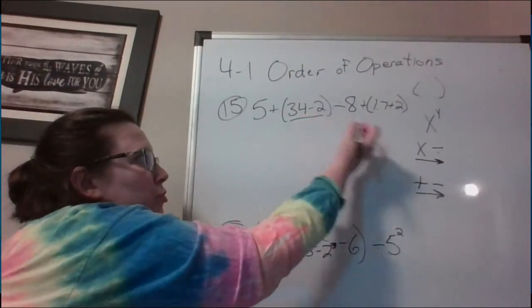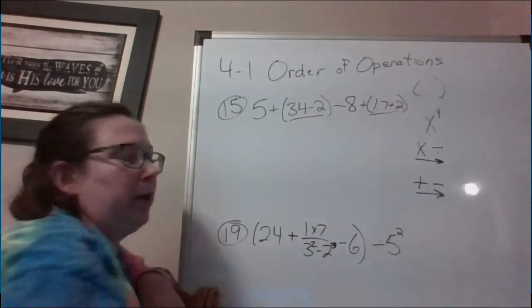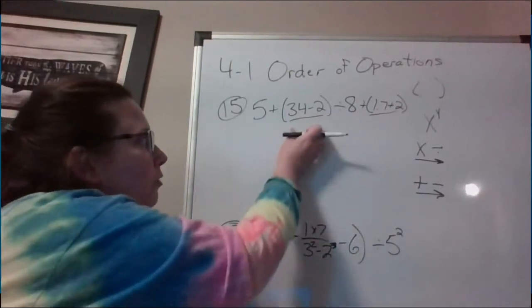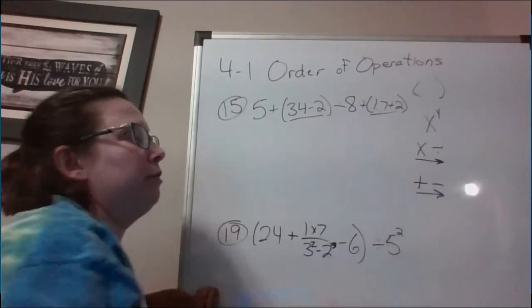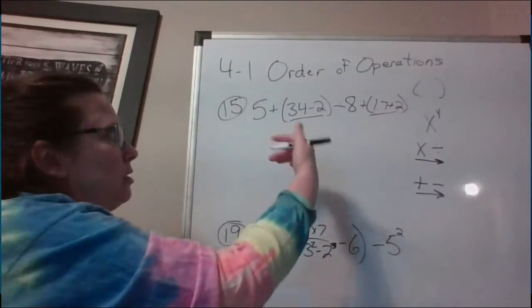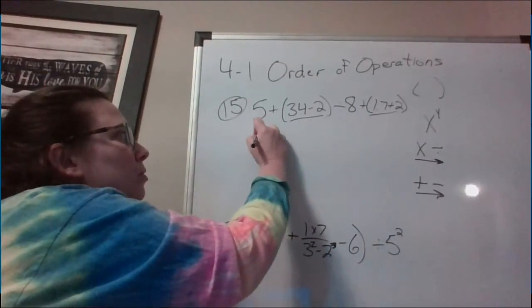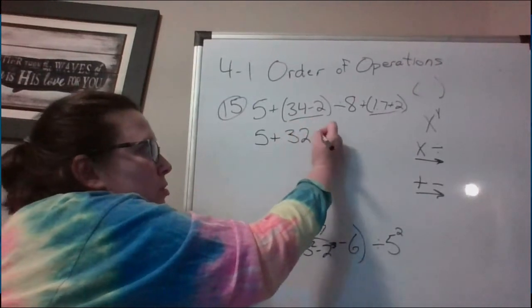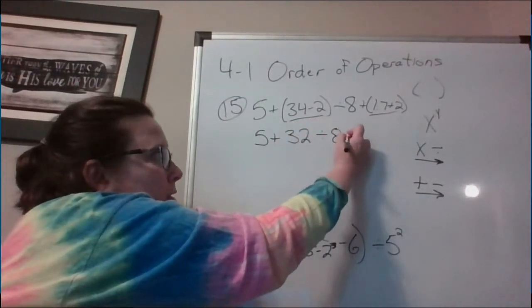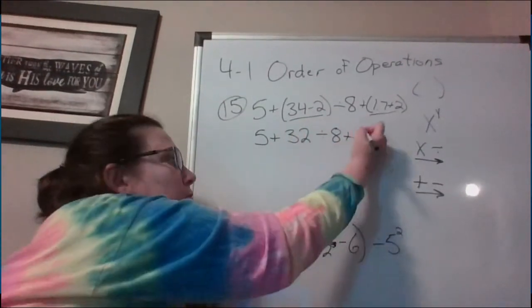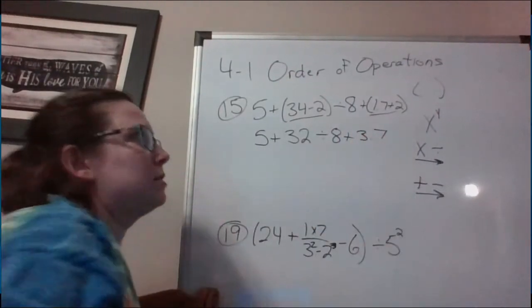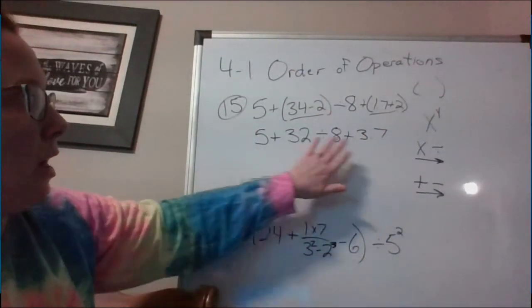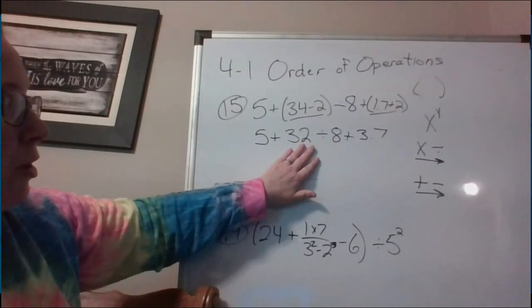We actually have 2 sets of parentheses, and we can go ahead and figure out what this set is and figure out what this set is in this first step. So once we do that, we would have 5 plus 32 divided by 8 plus 3 7/10. And you don't need either set of parentheses anymore.